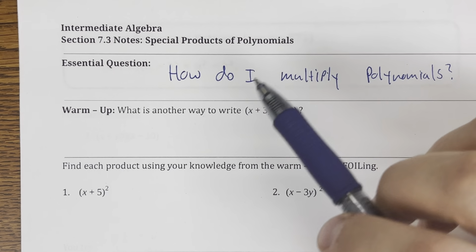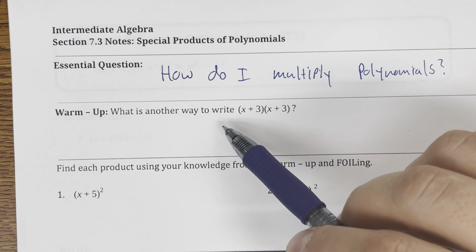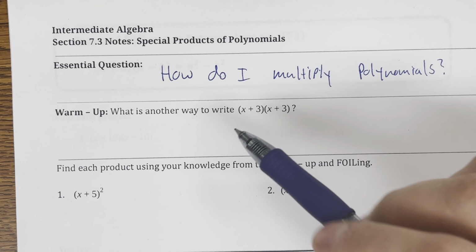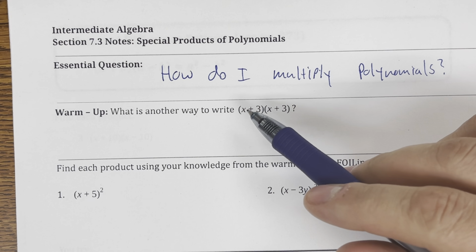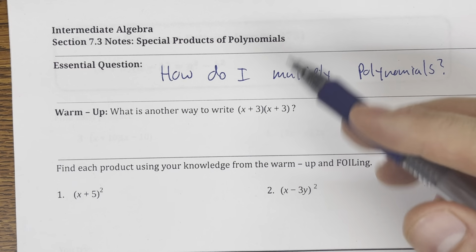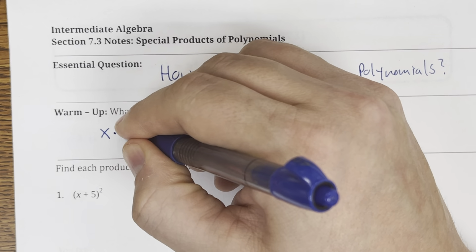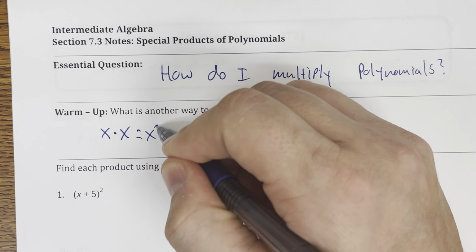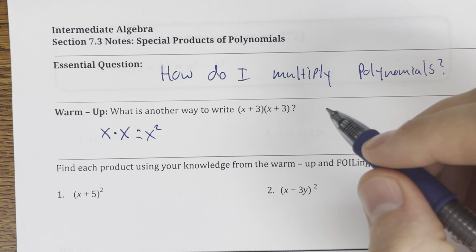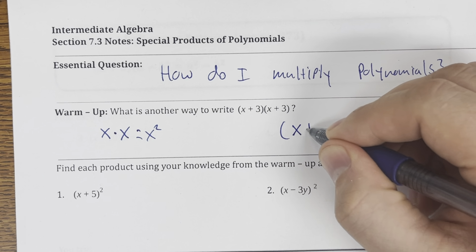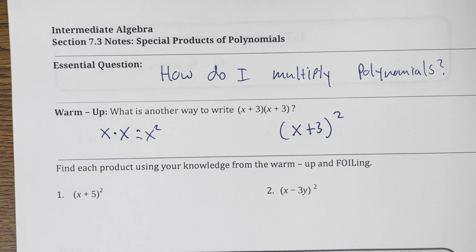So the first question says, what is another way to write x plus 3 times x plus 3? Keep in mind these parentheses group those two values together. So really this means we're multiplying something by itself. Anything multiplied by itself, something like x times x, that's equal to x to the second. So in a similar manner, x plus 3 times x plus 3 is also equal to x plus 3 squared.